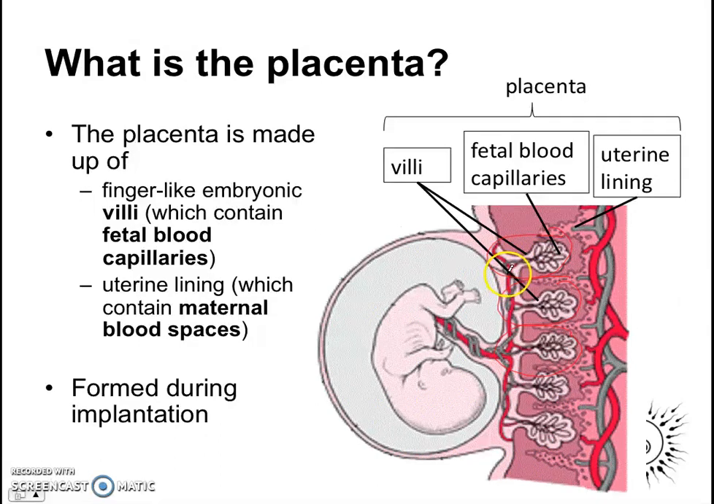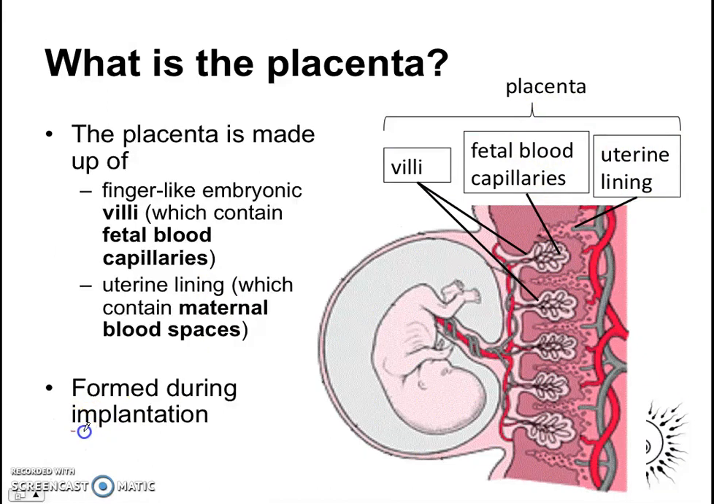Now, the other thing that's found in the placenta is the uterine lining, which contains maternal blood spaces. So this is the mother's blood system. As you can see here, here is the uterine lining, and here are the blood vessels from the mother. So these are the maternal blood spaces. So the placenta is made up of both the baby's blood system and the mother's blood system together. Therefore, exchange of substances can take place between them.